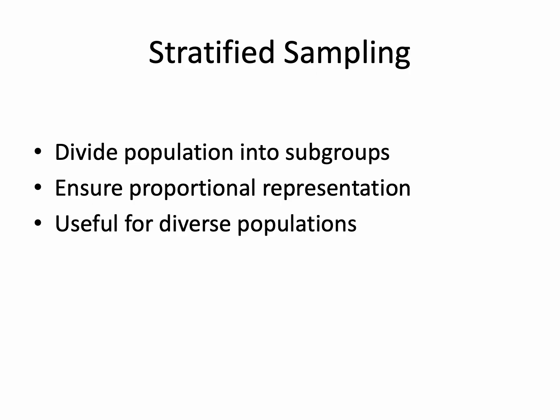Following random sampling, let's discuss stratified sampling in the context of Canada's research landscape. Stratified sampling divides a population into subgroups, or strata, based on characteristics like age, gender, or ethnicity, then randomly samples from each to ensure proportional representation. For example, a Canadian study on mental health might stratify by province to reflect regional differences.